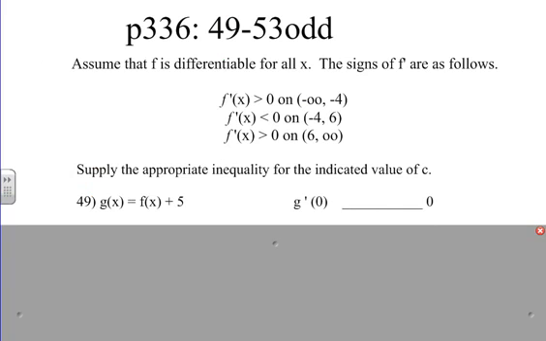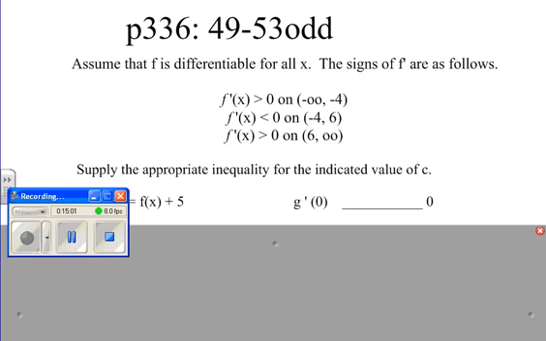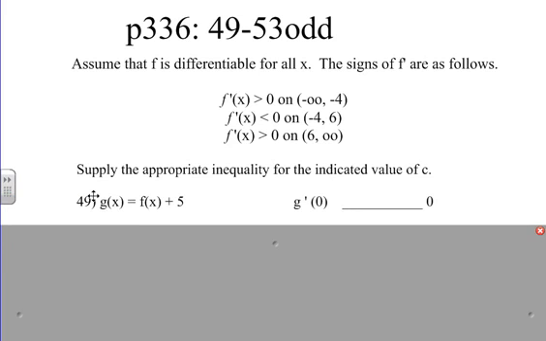All right. Well, let's continue. I'm going to check out the time. We got time for one more application. All right, and we're going to give them some information. So let's see what happens here. All right, we're going to supply the appropriate response to this. Okay, this is examples like you would see on page 336, 49 to 53 odd, and different ones like that.